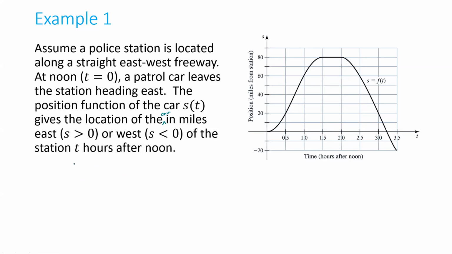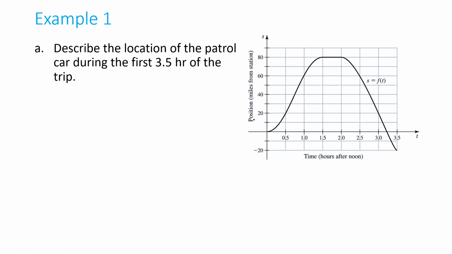And well, so we can look at the graph here, right? We can kind of see how the position of the patrol car changes at different points in time. Okay. So this is now just sort of giving us a way of visualizing how the position changes over time. So let's try a few questions. How would we describe the location of the patrol car during the first 3.5 hours of the trip?